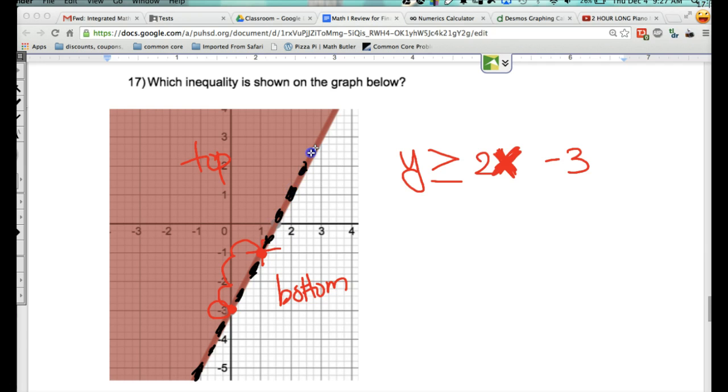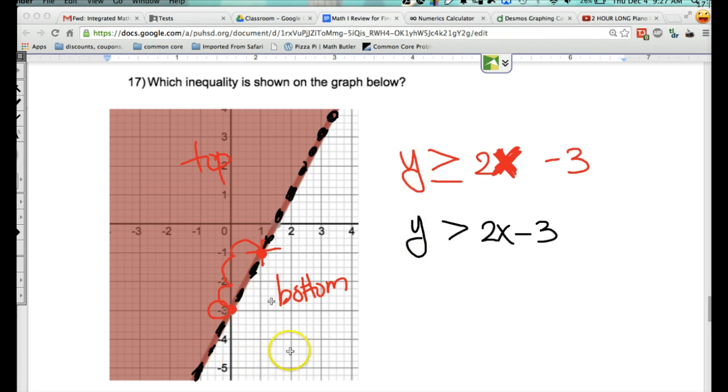Yeah, good job. If you had a dotted line instead of a solid line, your equation would be the same, 2x minus 3, but instead of this little line over here, you would just have the inequality symbol and it's going to be open towards the y. So then, the top one.